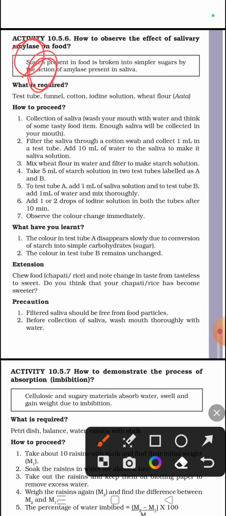First chew some starch-containing food, that is rice or any other food material, and then mix it with the iodine solution. Then you can see that the chewed food material does not change color, but the unchewed food material changes color, because unchewed food material has starch, and in chewed material the starch breaks down to sugar.